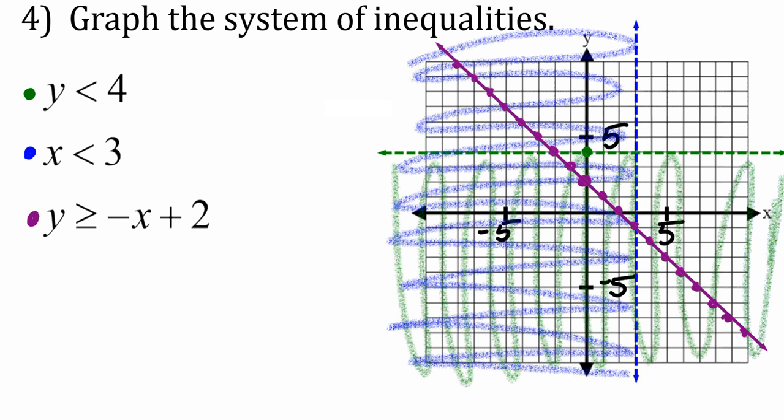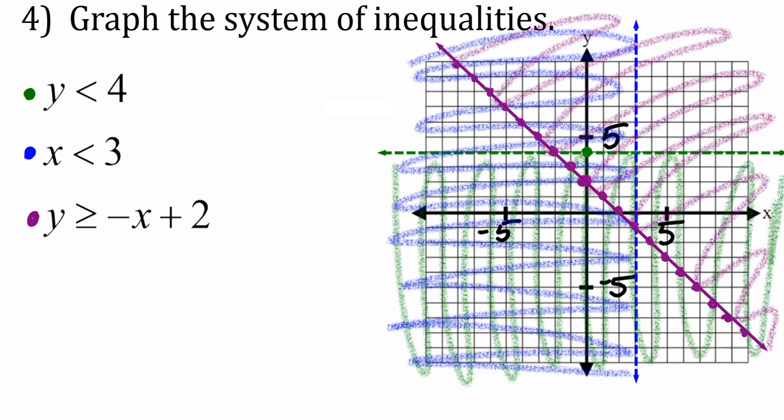Then we're going to look at shading. (0, 0) is still a good test point because it's not on the boundary. So if I put 0 in for x and y, what happens? Well, this would be 0 plus 2, which is 2. Is 0 greater than or equal to 2? No, it is not. So we're going to shade everything on the line and above for our solution set.